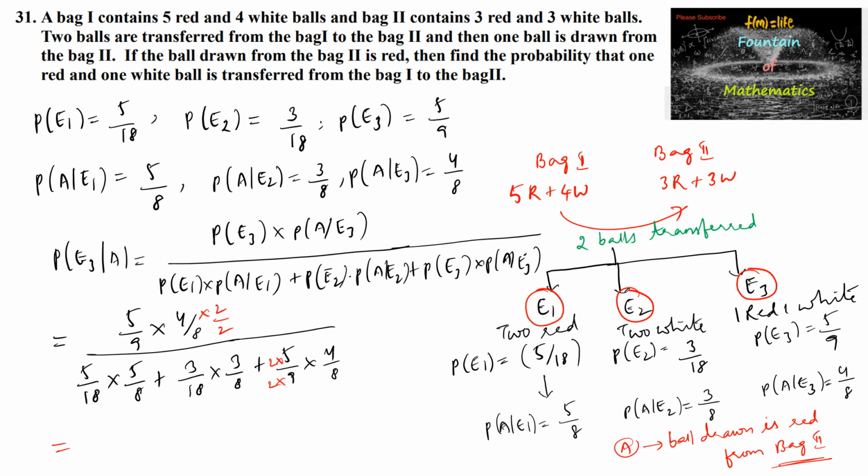So we can write 5 into 4 into 2 divided by 5 5s are 25, plus 9, plus 2 5s are 10, 4s are 40, which is equal to 5 4s are 20, 2s are 40, divided by 25 plus 9 is 34, plus 40 is 74, or we can write 20 divided by 37. So 20 upon 37 is the answer.